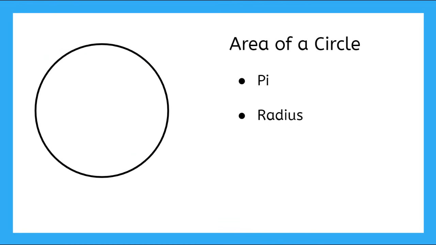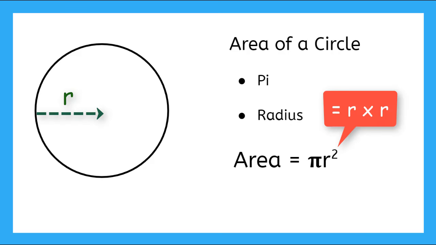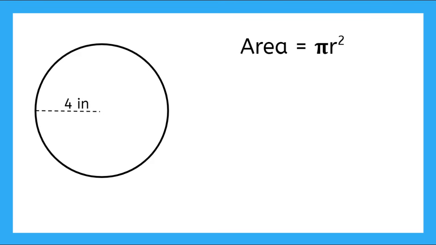Nice work. Now to find the area of a circle, we need to know pi and the radius of the circle. And we can use the formula area equals pi r squared. Remember that squaring a number means multiplying that number by itself. So let's do this example for finding the area together.